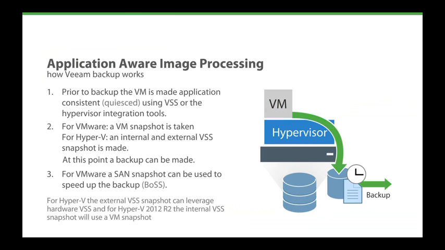So your backup windows stay as short as possible. We've got circumstances where backups become 50 times faster to do. The backup windows shrink by that amount because of the way that we take their backups. They're very light on the environment.